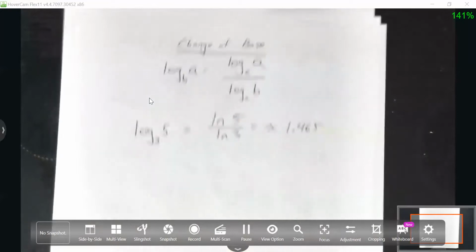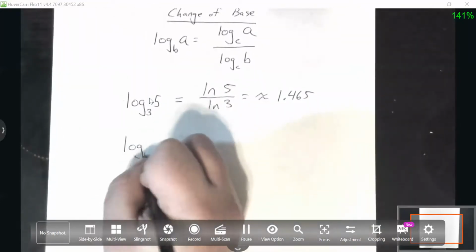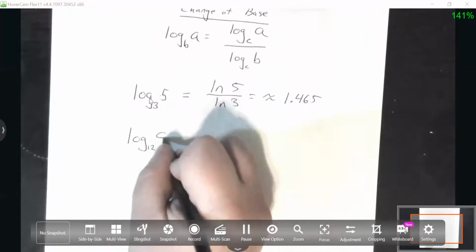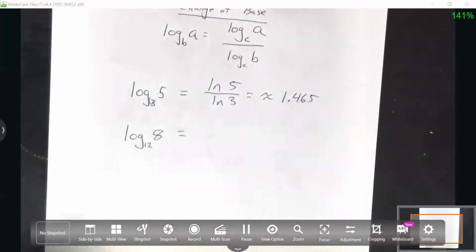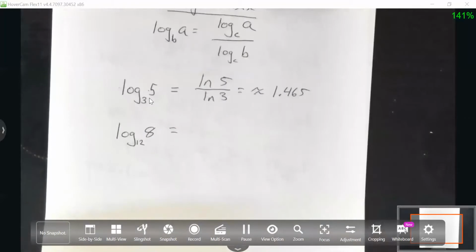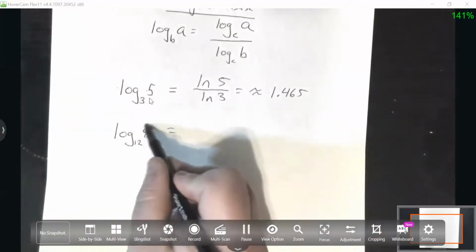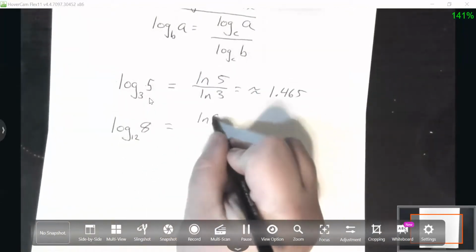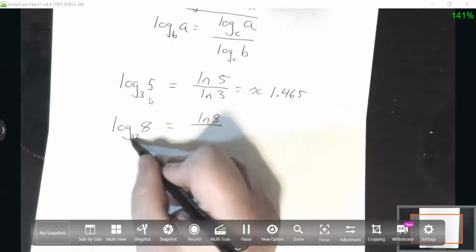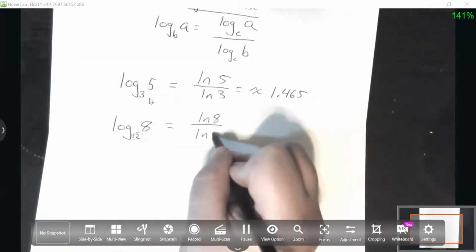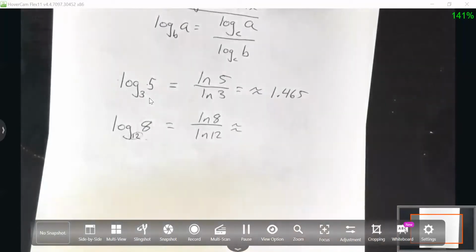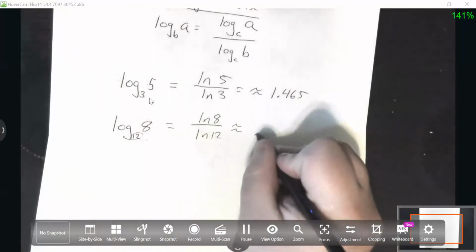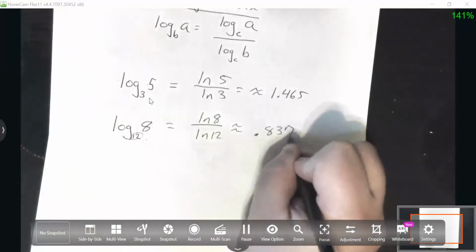So I'll do just one more and then we'll kind of stop it there. Let's say we wanted to do log base 12 of 8. Again, that's not one that we can just evaluate, so we're going to use the change of base. So I'm going to take the ln of the normal number, so ln of 8, over ln of our base, ln of 12. That is now in a format that I can actually evaluate with the calculator. So I put in ln of 8 divided by ln of 12, and I'll get my approximate answer. In this case, about 0.837.